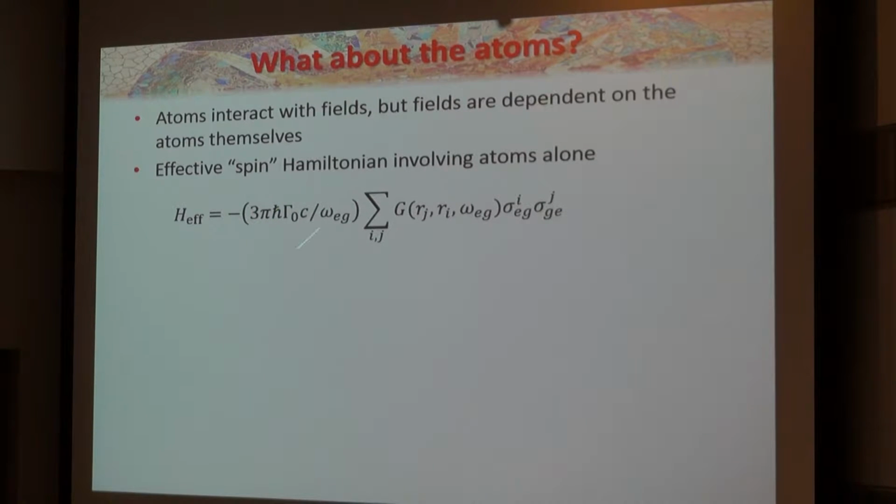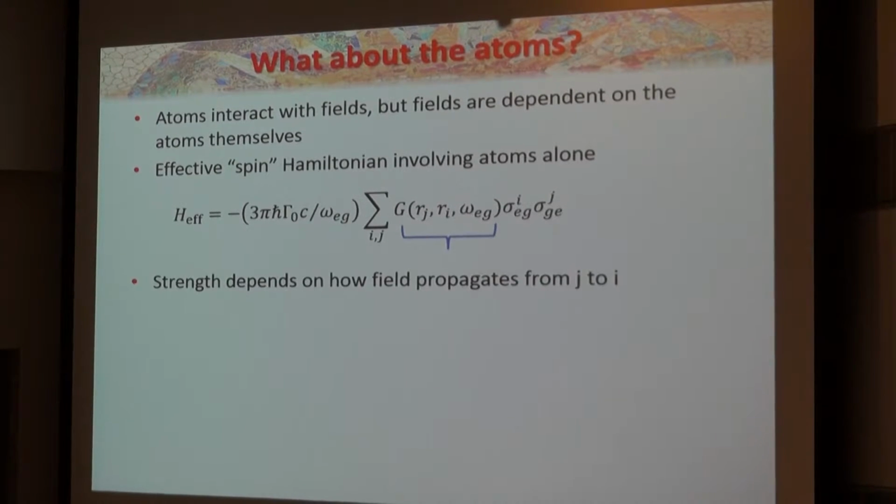Again, there are some atomic physics constants which aren't so important. The main thing is this spin term here. What it physically describes, I think, is quite reasonable. This term describes one atom, let's say atom J, starting in the excited state and dropping down to the ground state, and then another atom I, which is in the ground state, hopping up to the excited state. Of course, that's what a photon-mediated interaction should do, right? It should just facilitate atomic emission and reabsorption. And then the strength of that is just going to be proportional to the electromagnetic Green's function, which tells you how the electromagnetic field propagates from atom J to atom I.